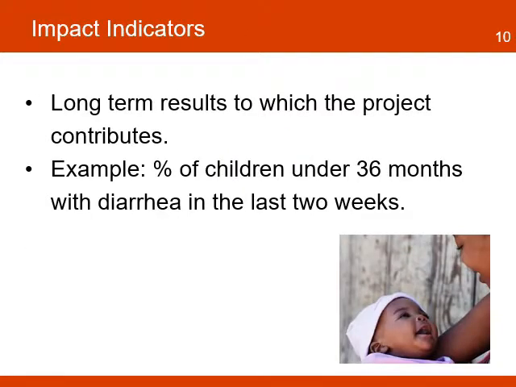Impact indicators are indicators that measure the long-term impact to which the project contributes. These indicators will measure the actual change in a condition or identified problem, including changes in social, economic, health, and livelihood status of target communities. For example, in a water access and sanitation health project, it could be percentage of children under 36 months with diarrhea in the last 2 weeks. Impact indicators are usually measured after the project has ended and are collected during the summative or impact evaluations.